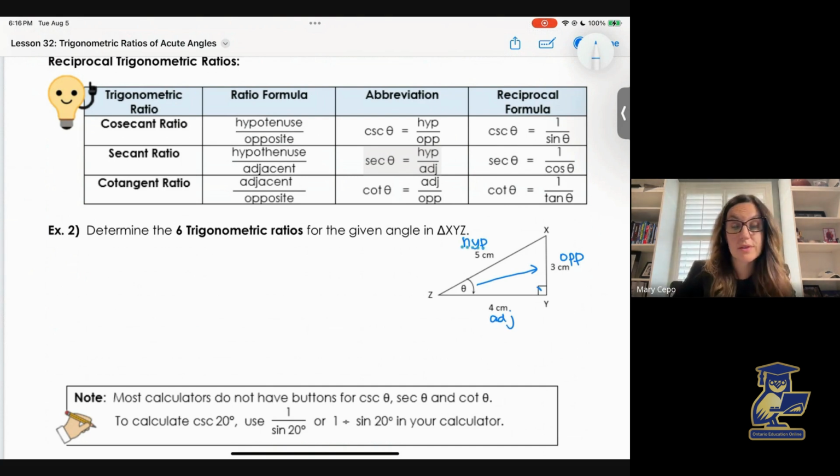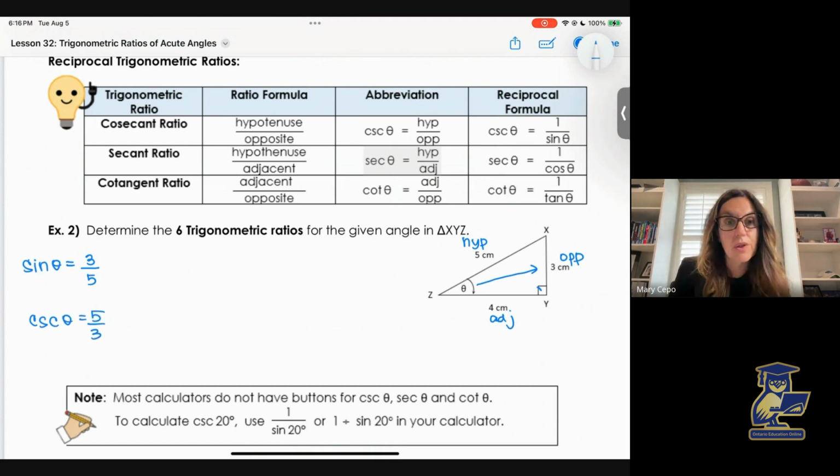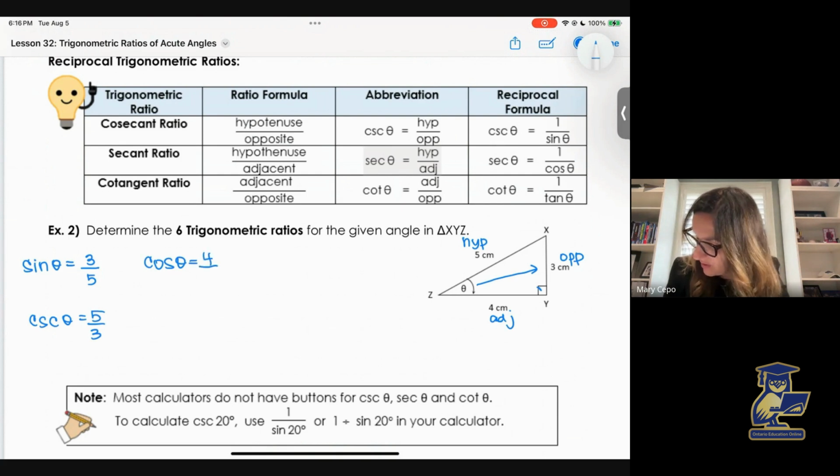If we're determining the 6 trigonometric ratios, it's always best to start with the primary ones and then determine the reciprocals. So we know sine theta is equal to opposite, which is 3, over hypotenuse, which is 5. Therefore, the cosecant ratio would be its reciprocal, 5 over 3. The primary ratio cosine is the adjacent side, which is 4, over the hypotenuse, which is 5. Therefore, the secant ratio is its reciprocal, 5 over 4.